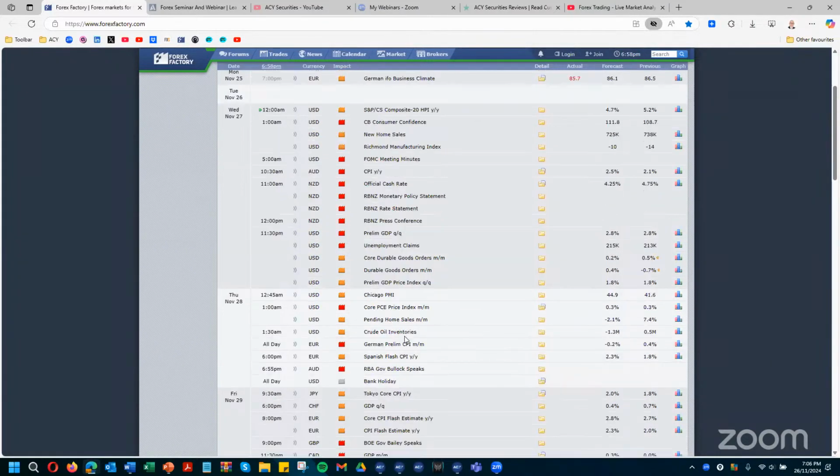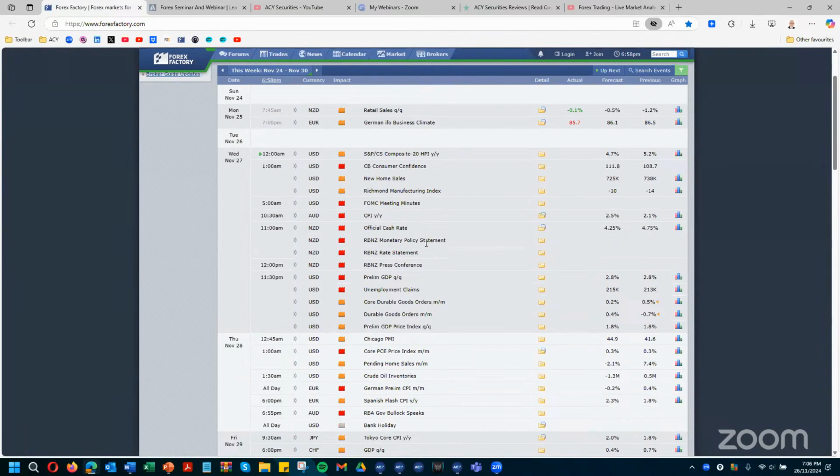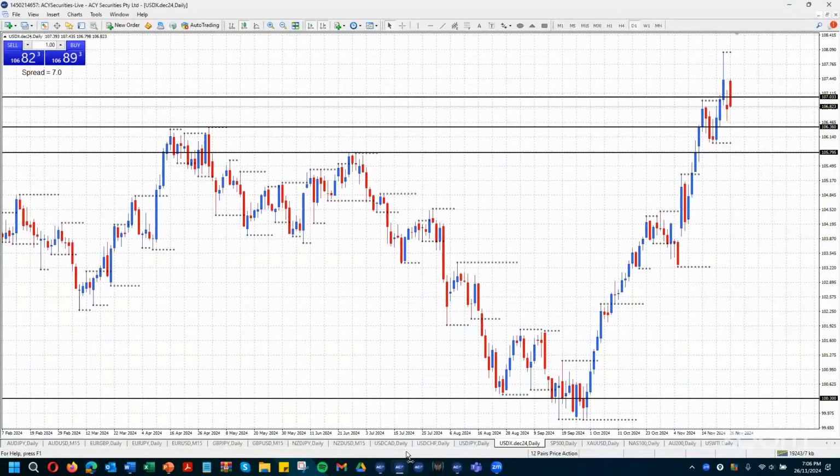All right, so as the news comes out, be aware of what is happening. It's going to be volatile tomorrow for the Aussie crosses and the New Zealand crosses, in the 10:30 to 11:30 windows here, so just bear that in mind. And we've got the CB consumer confidence coming out early this morning at 1. All right, so let's get to the charts now.